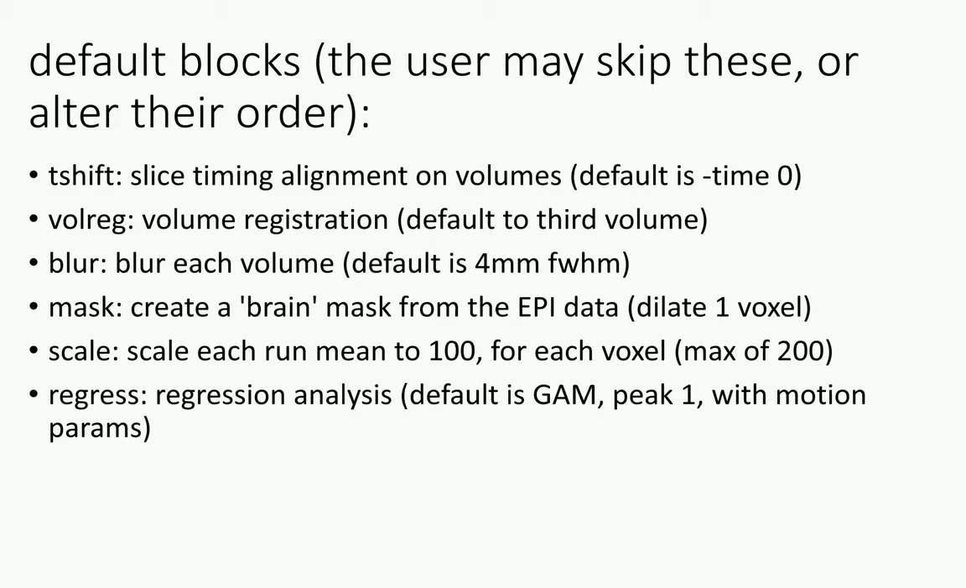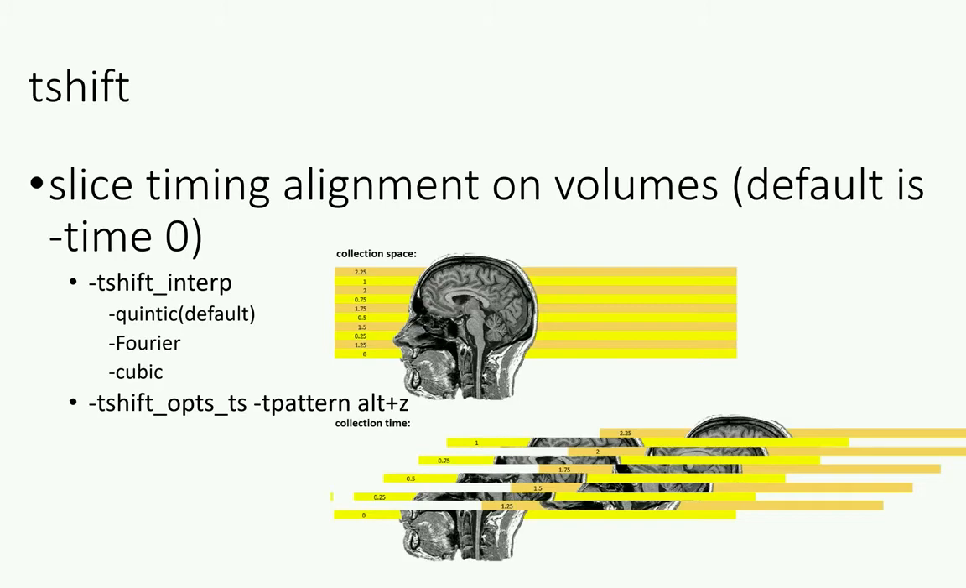There are some blocks which are considered optional within AFNI, which you really will want to include the vast majority of the time. But walking through the default blocks, we've got T-shift, vol-reg, blur, mask, and I'm going to step through what these give you in specific. We're going to again leave the regression step for another day.